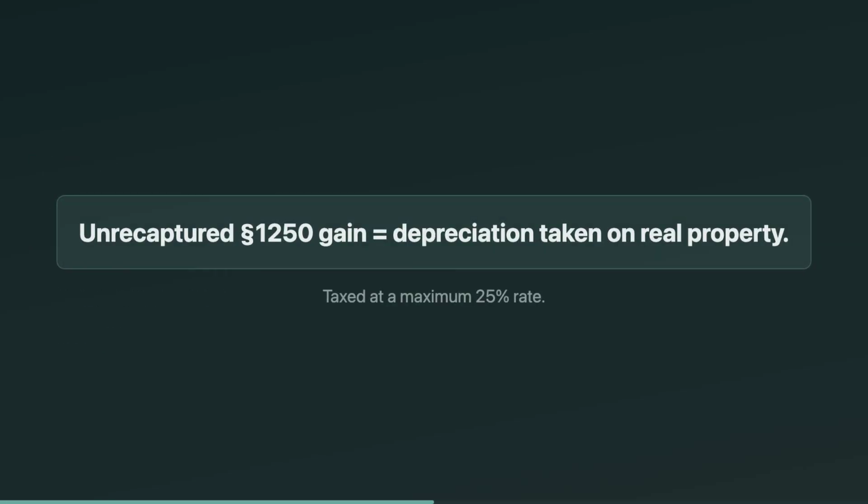Here's the twist. When you sell depreciated real estate at a gain, the depreciation portion isn't taxed at ordinary rates like Section 1245. Instead, it becomes unrecaptured Section 1250 gain. That piece is taxed at a maximum 25% rate. Any remaining gain above depreciation is regular long-term capital gain, usually at 0%, 15%, or 20%.